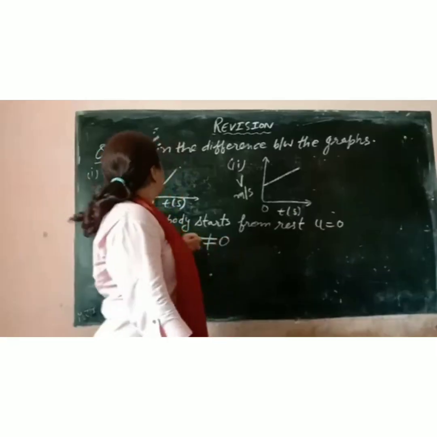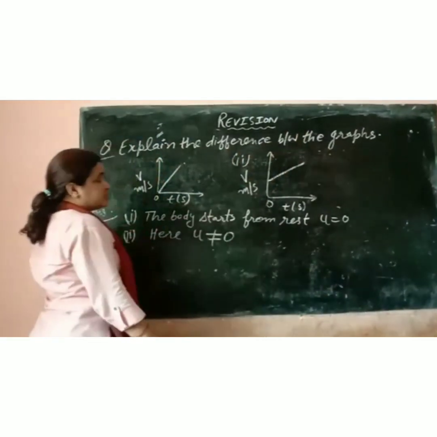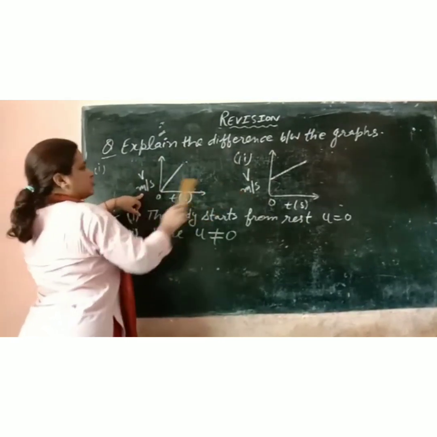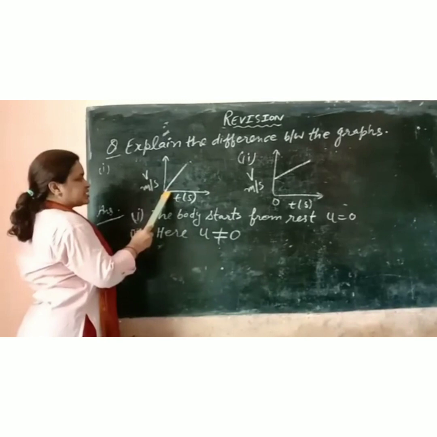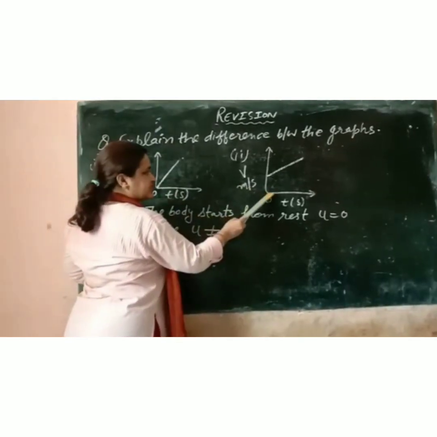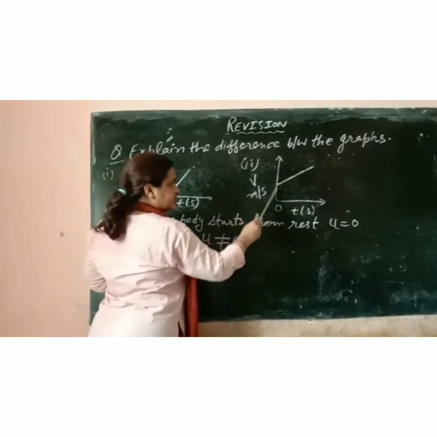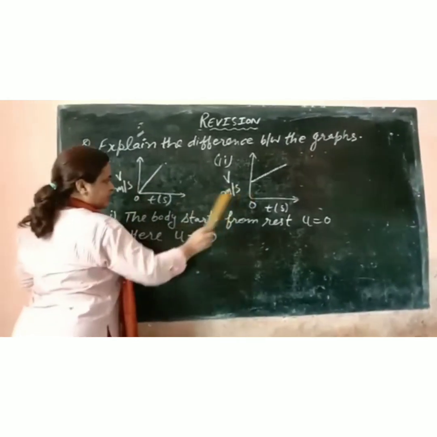Okay, so the next question: explain the difference between the graphs. These graphs you have already done. You have to find out the difference between these two graphs. In this case you are watching it starts from the origin, and in this case it is not starting from the origin. It's starting with some distance on the y-axis. So what is the basic difference between these two graphs? These are velocity time graphs.